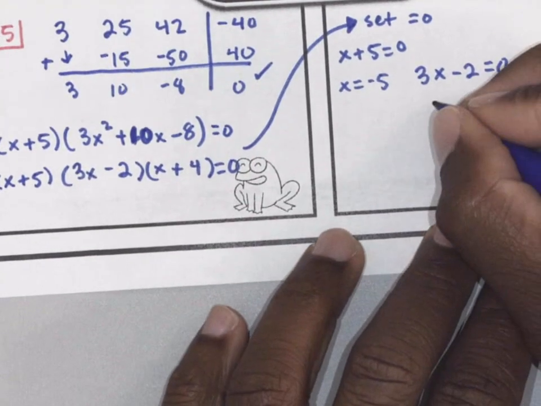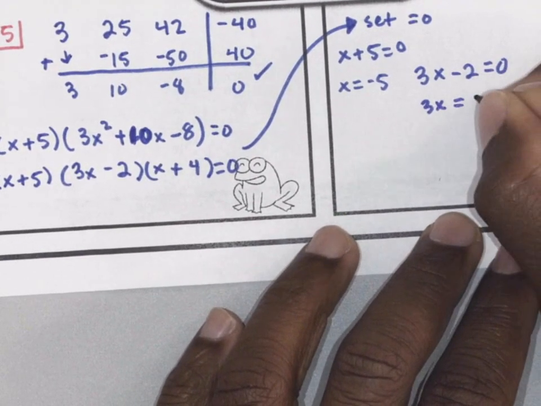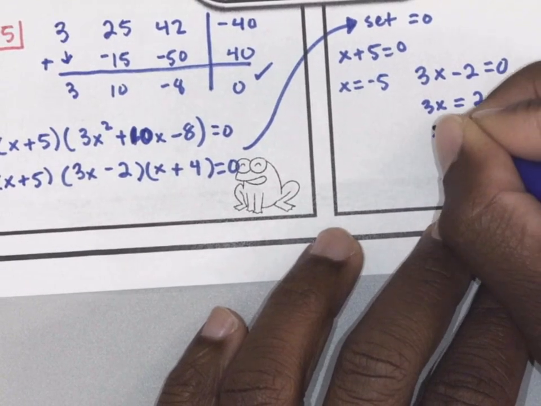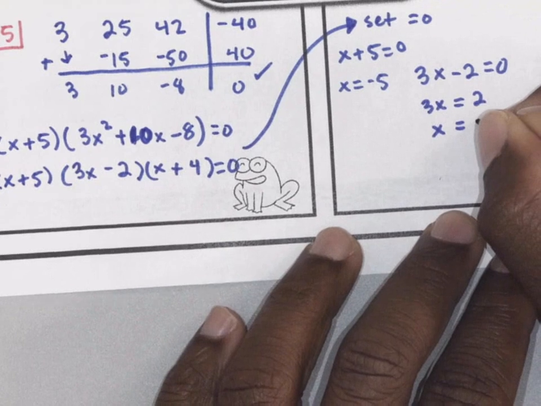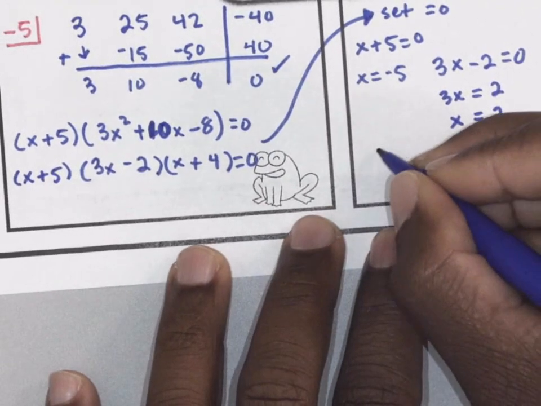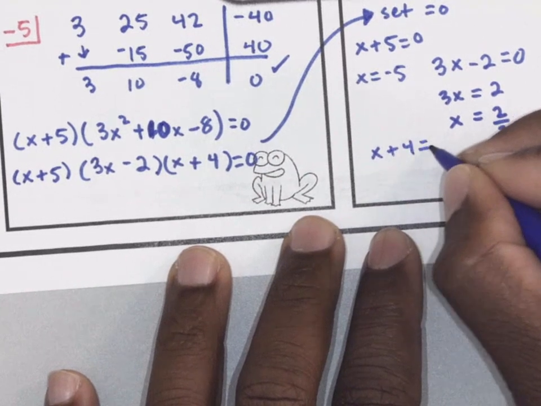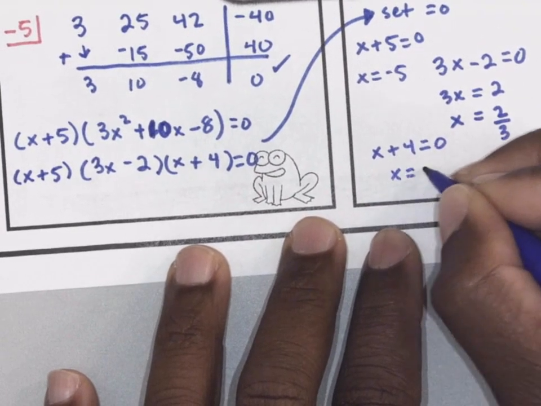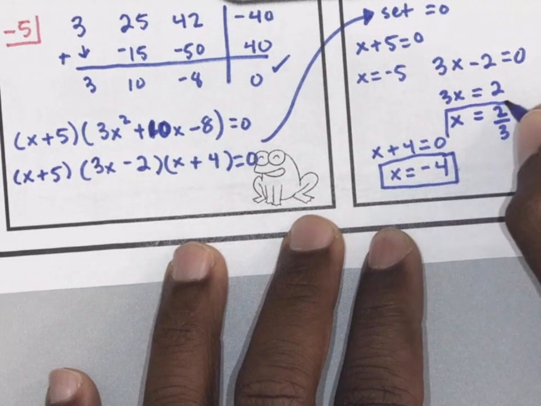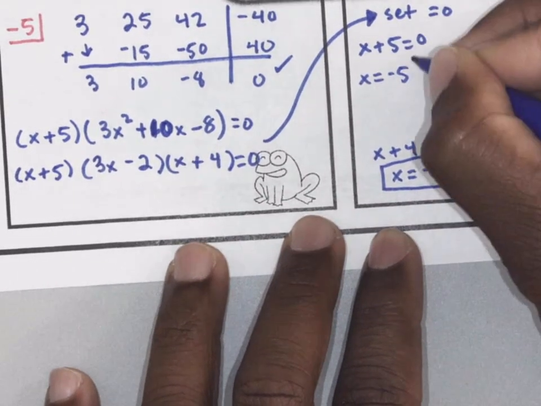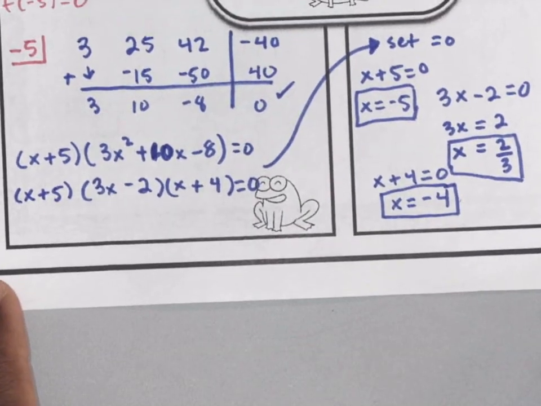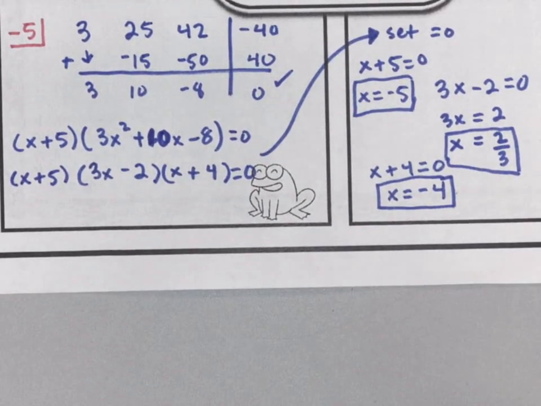Add 2 first. Then divide by what? 3. And I get 2 over 3. And then the last one, x plus 4 equals 0. X equals what? Negative 4. So we just solved that and we found our 3 zeros. Everybody okay with that?